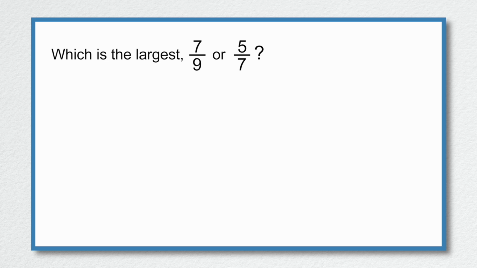Well, let's look at the denominators. Are they the same? Well, the answer to that is no. So we need to find the lowest common denominator, or the lowest common multiple, to both 9 and 7.